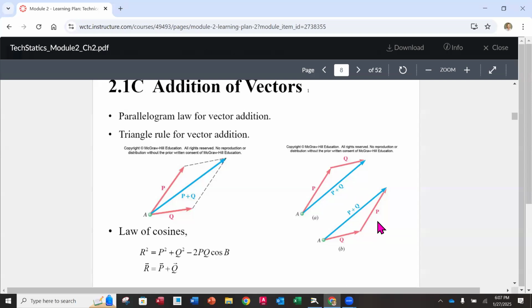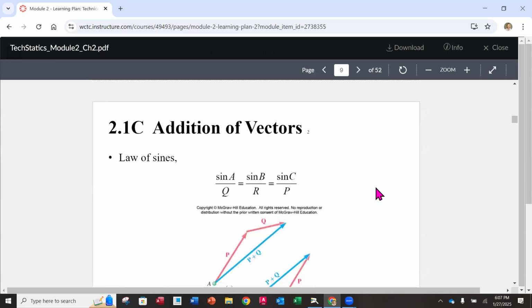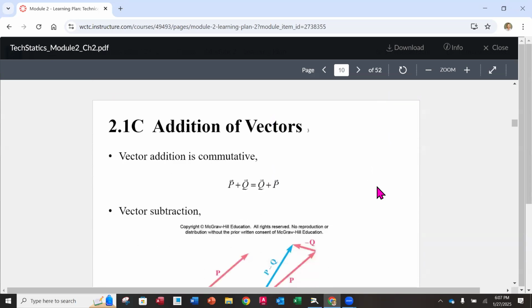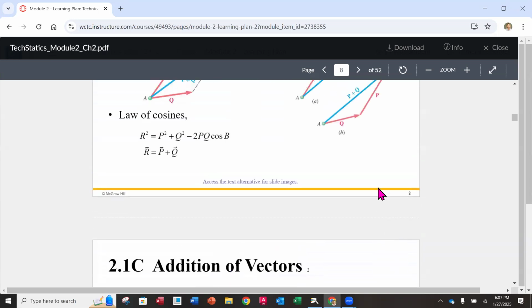Okay, so, triangle method. The other thing they're illustrating here is that whether you add Q plus P or P plus Q, as I said earlier, you're still going to end up with the very same resultant. And they're just showing it as P plus Q.